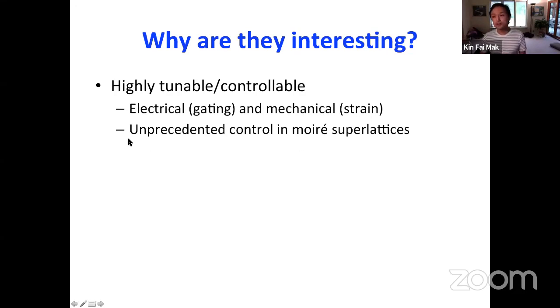And the level of control, which I hope you'll be able to see tomorrow, in Moiré superlattices is unprecedented. By simply applying a voltage of 1 volt or something like that, you can change the system from being ferromagnetic to non-magnetic to anti-ferromagnetic, by just controlling the filling of each Moiré band. I will cover that tomorrow.